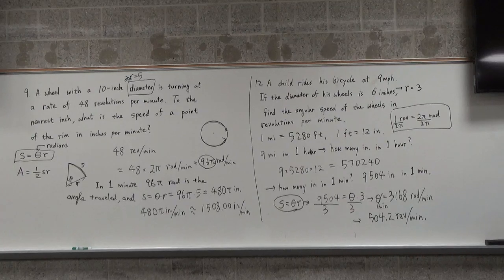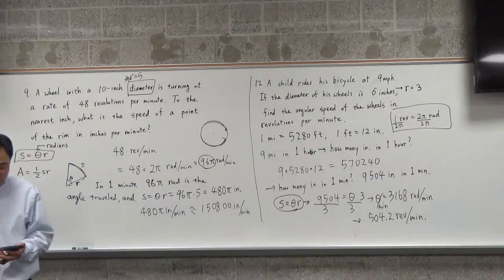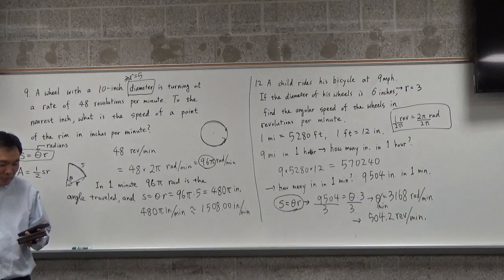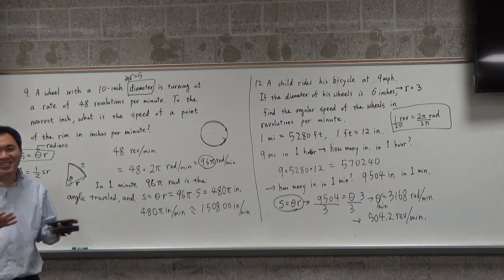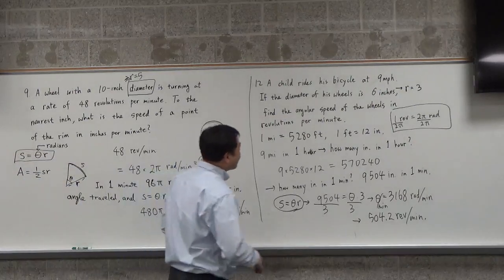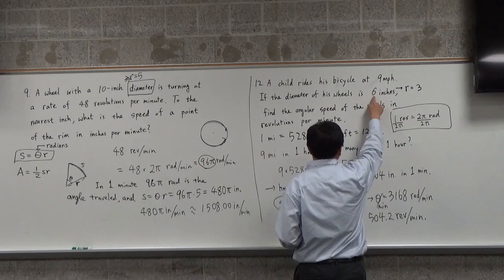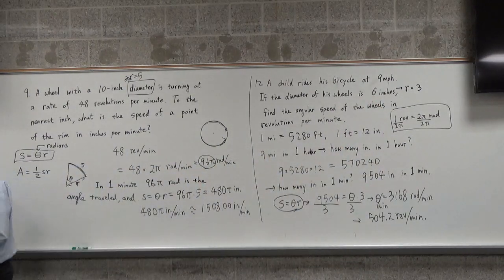Which, by the way, is somewhat strange. That seems like too fast, right? There's no way a child can pedal that fast. If you divide that by 60, it's like 8.4 rotations in 1 second. Can you do that? No, so something's off in this question. I think the problem is the wheel size. Wheel size should be much larger than this. But anyways, that's the answer.